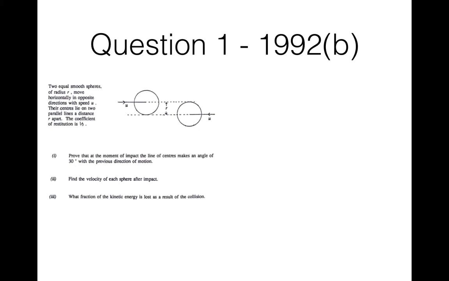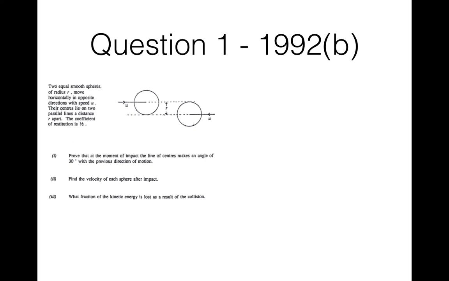This is the question. Two equal smooth spheres, so their masses are the same. They're of radius r, and they're moving horizontally in opposite directions with speed u. Now they're offset from each other. Their centres lie on two parallel lines a distance r apart. The coefficient of restitution is a third.